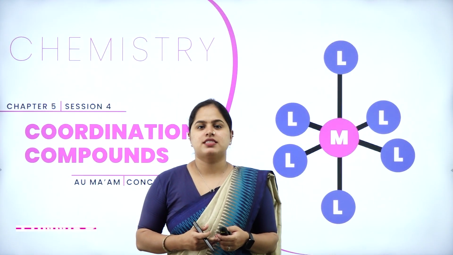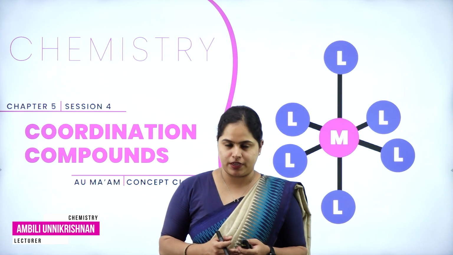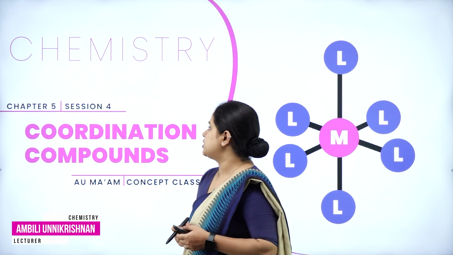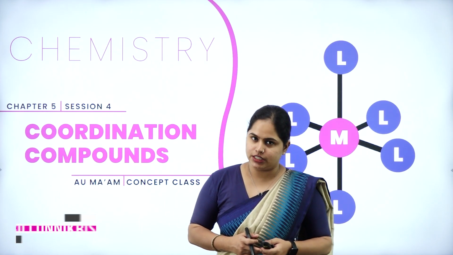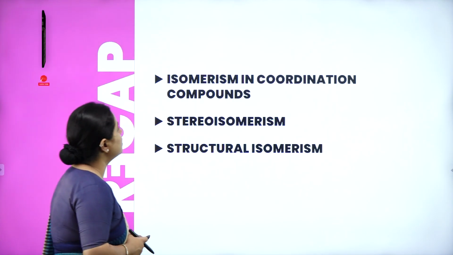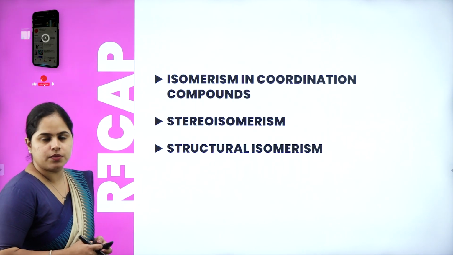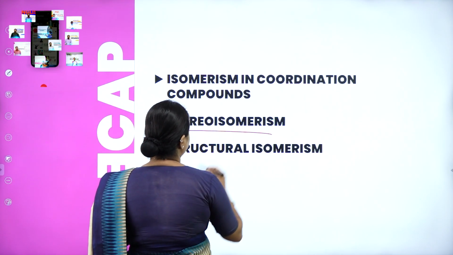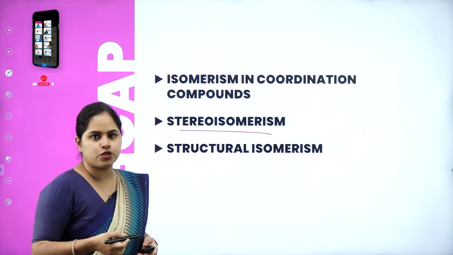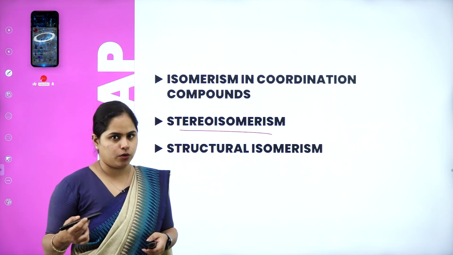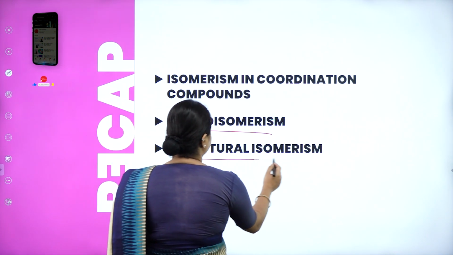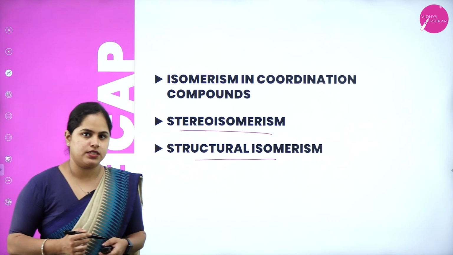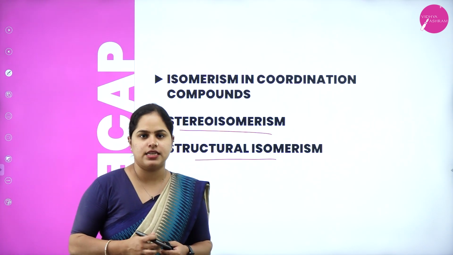Hello everyone, this is Ambli Unnikrishnan from the Department of Chemistry. Today we are back with session 4 of the chapter Coordination Compounds. In the last session, we discussed isomerism in coordination compounds, and in detail we studied stereoisomerism, the different types of stereoisomerism, geometrical and optical, as well as the different types of structural isomerism and various examples for that.